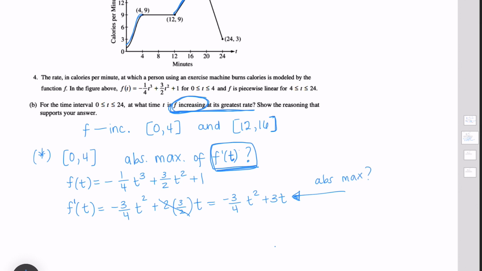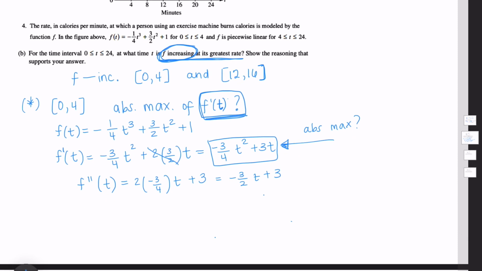Once again, this is the function that we want to know where its absolute max is. So we need to take its derivative. Now we're looking for f double prime of t, which would be the derivative of this function. Bring the power to the front once more, so 2 times negative 3 over 4 times t plus 3. And we'll simplify this, which gives us negative 3 over 2t plus 3.